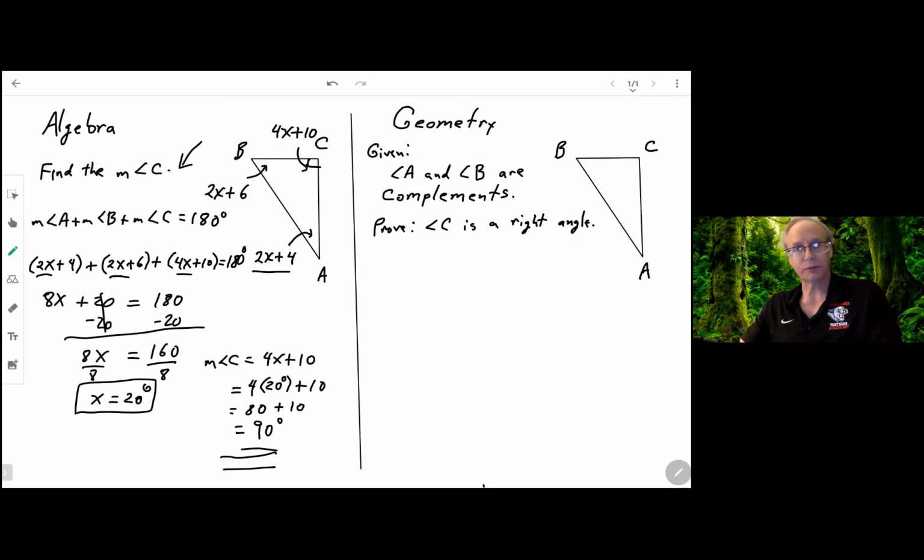In an algebra problem, we start with an unknown value, like the measure of angle C. We go through a whole bunch of steps, and at the end, we get the value out. In a proof, we start with the answer.